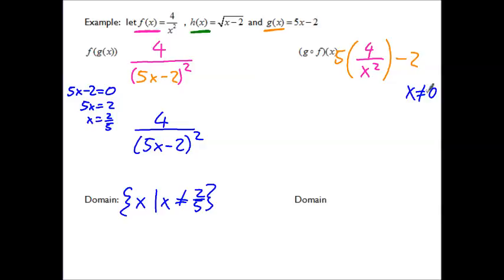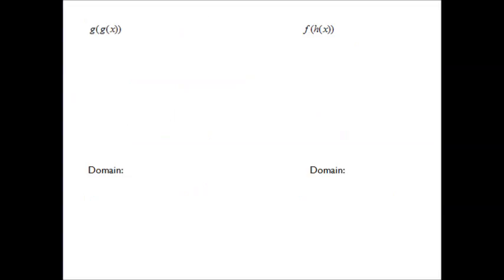Now, we can simplify this function a little bit. 5 times 4 is 20, so 20 over x squared minus 2 is our g of f of x. And taking a look at g of f of x, we see that x not being 0 is still the only domain restriction. So the domain is x such that x is not equal to 0. Okay, on to the next examples.